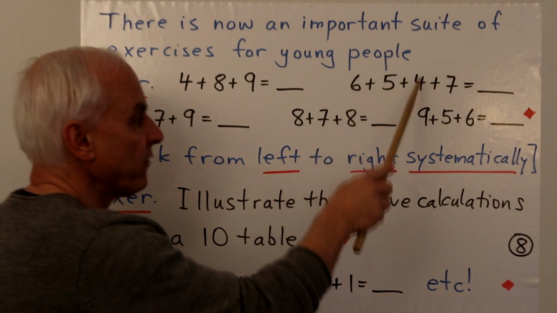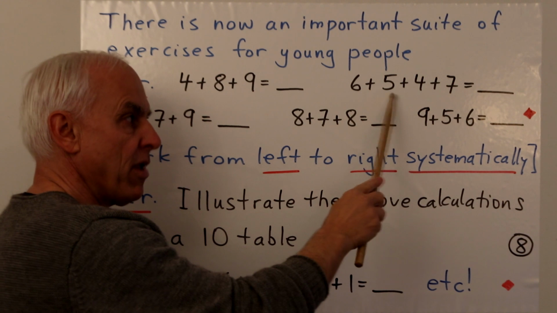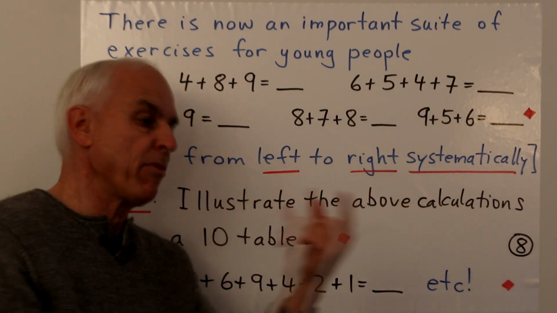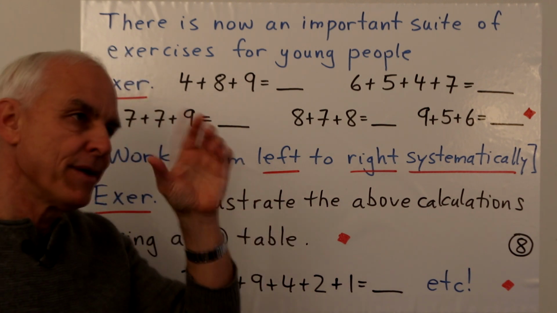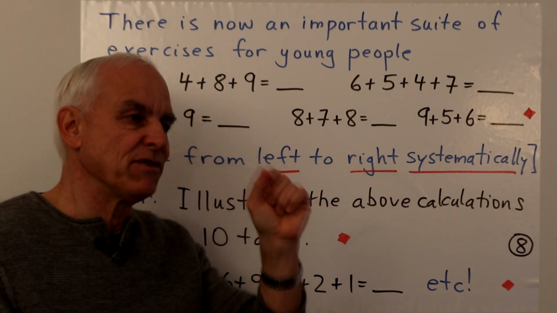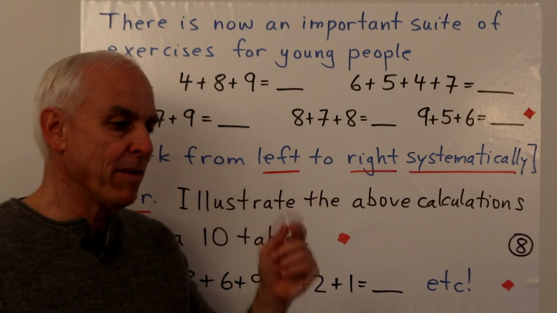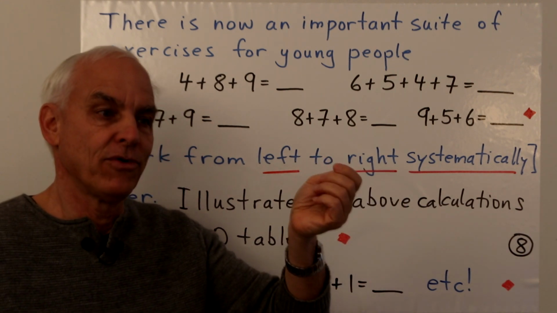6 plus 5 plus 4 plus 7. 6 plus 5 is 11, plus 4 is 15, plus 7, now we wrap around 20 to get 22. And the fundamental addition thing that they're using there is 5 plus 7 equals 12, but now it's at the level of 15 plus 7 equals 22.